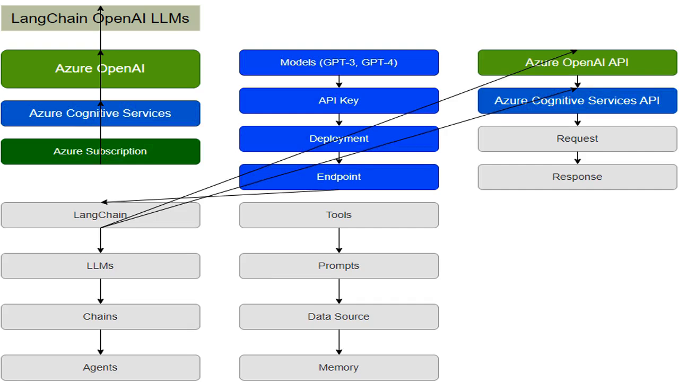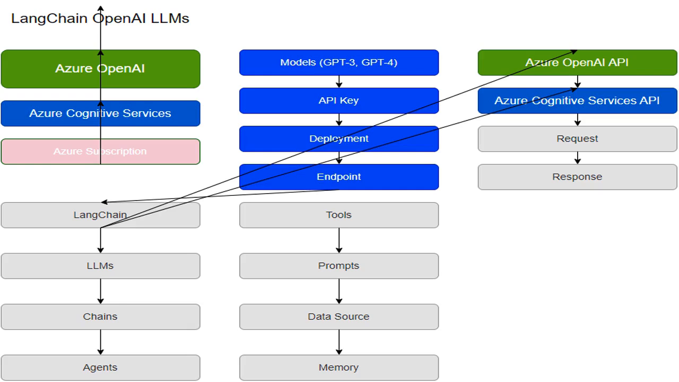LLMs. Large language models like GPT-3 and GPT-4, responsible for generating text, translation, creative content, etc. LangChain. Used by. LLMs are used by LangChain to perform tasks. Azure OpenAI. Hosted on. LLMs are hosted on Azure OpenAI. Azure OpenAI. Platform for hosting and accessing cutting-edge LLMs like GPT-3 and GPT-4. LLMs. Hosts. Azure OpenAI hosts the LLMs. Azure OpenAI API provides. Azure OpenAI provides the API for accessing the LLMs.